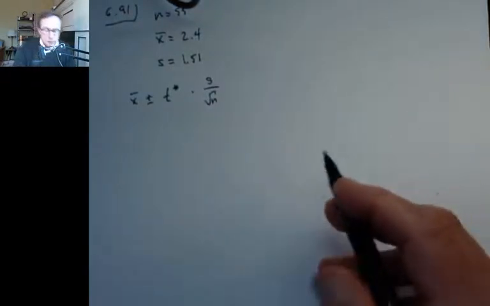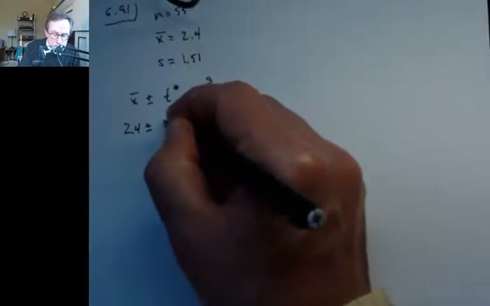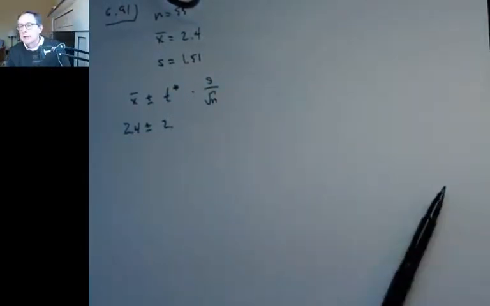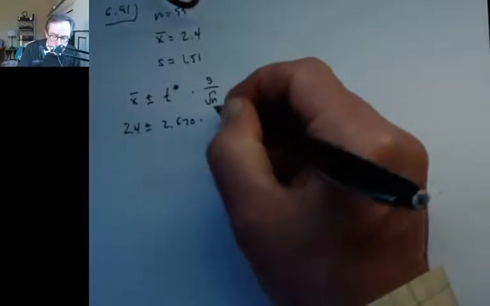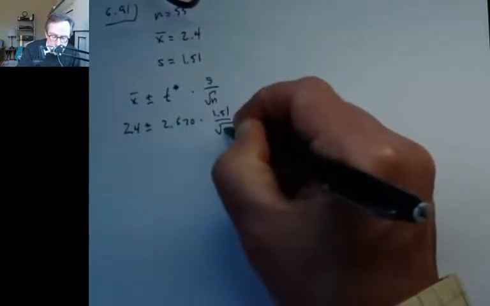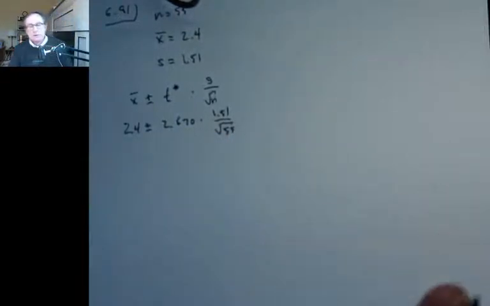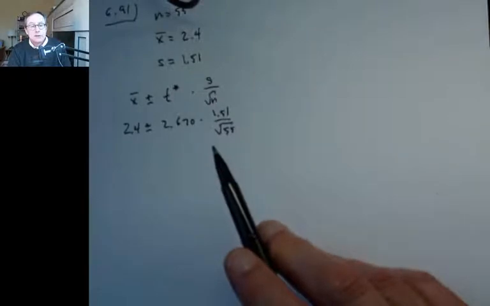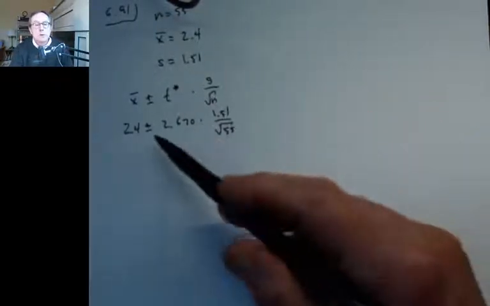Now it's a question of putting the things in. 2.4 plus and minus 2.670 times S, which is 1.51, over square root of 55. And now, of course, it's a calculator job. A person can fill up the calculator job, but that isn't the hard part. The hard part is figuring out what parts you put where.